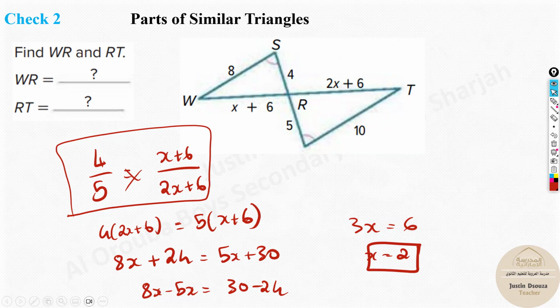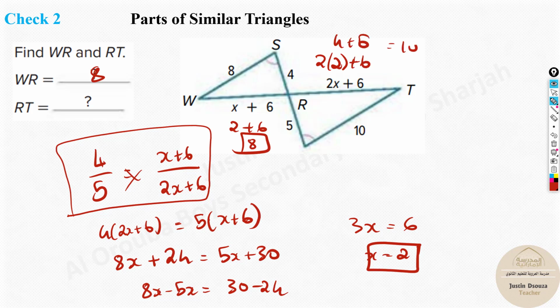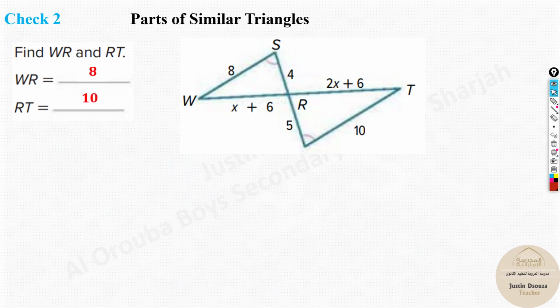What is WR now? This is x over here plus 6. So basically all you need to do is, it's 2 plus 6, that is 8. 8 is over here. And what about RT? It is 2x plus 6. So it will be 4 plus 6, 10. So here it will be 10. So 8 and 10 would be the answers. You can see it's 8 and 10. That's it. These are the answers. I hope this is clear by now.